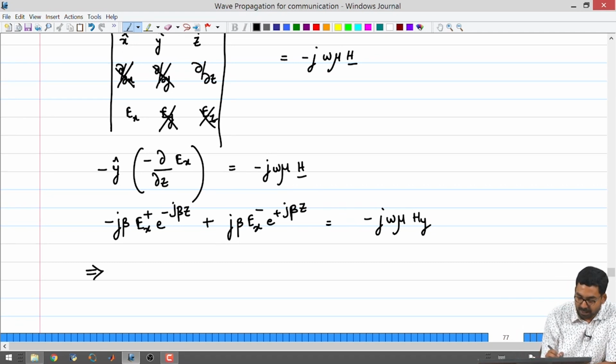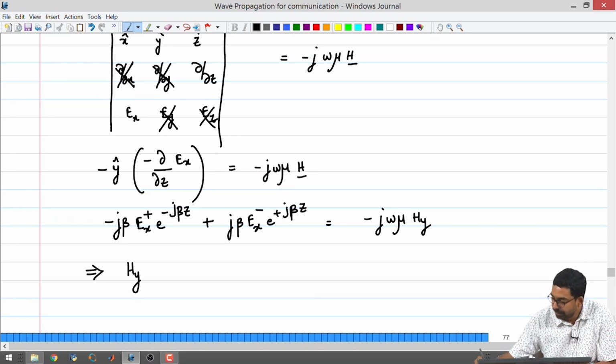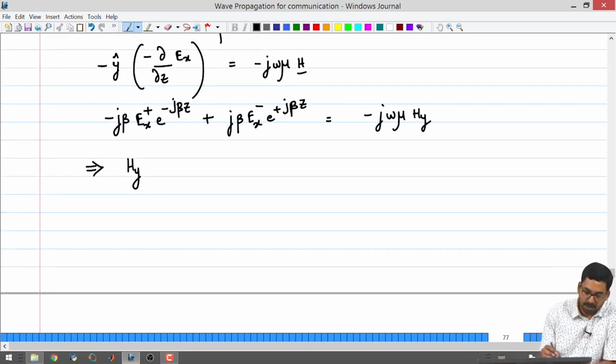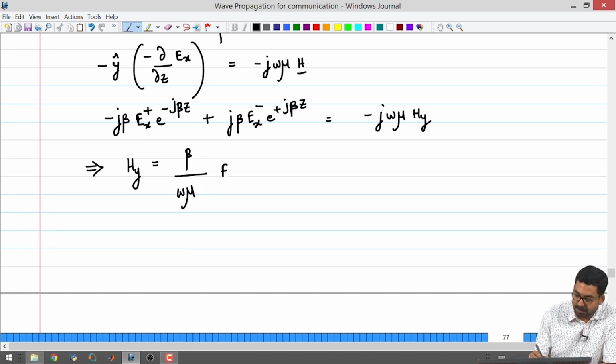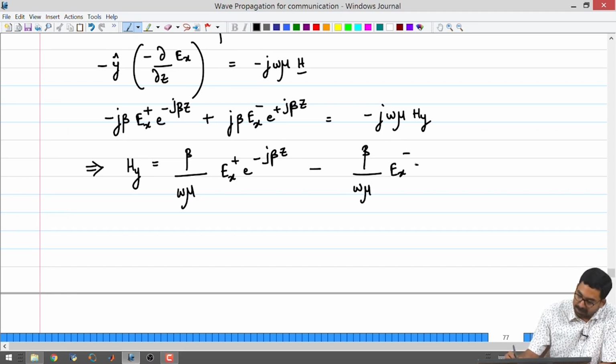We can make some rearrangement and write down the expression for the magnetic field. The minus j can be cancelled on the left and the right hand side, and you can write down an expression for Hy, saying that it will have beta divided by omega mu, since I am bringing the right side to the denominator, Ex plus e to the minus j beta z, minus beta divided by omega mu Ex minus e to the plus j beta z.